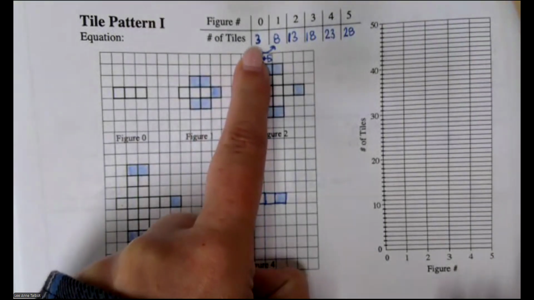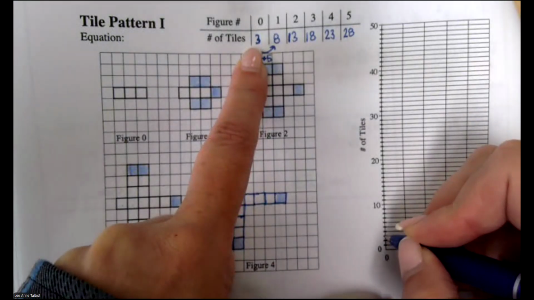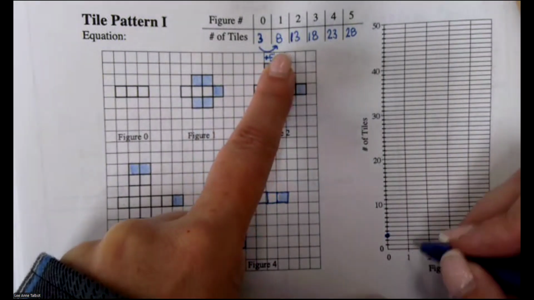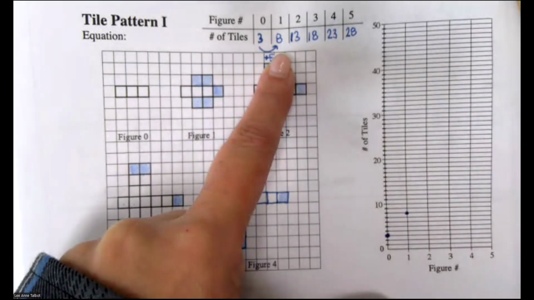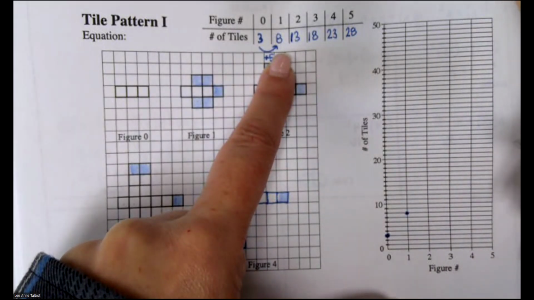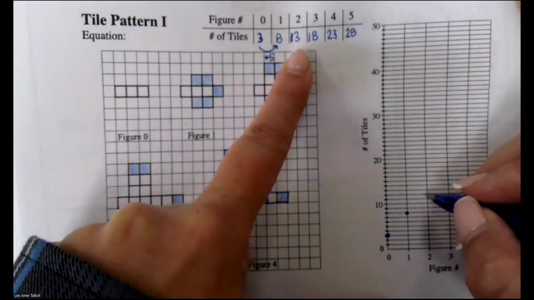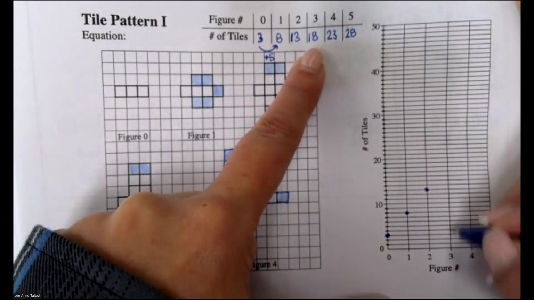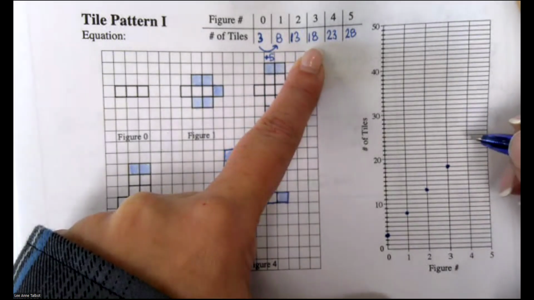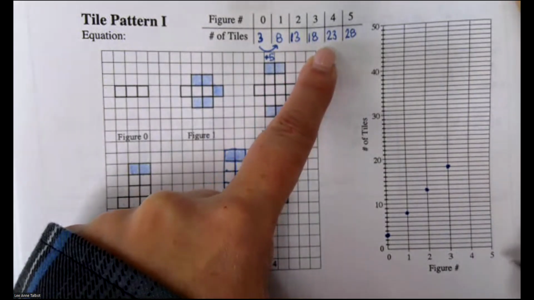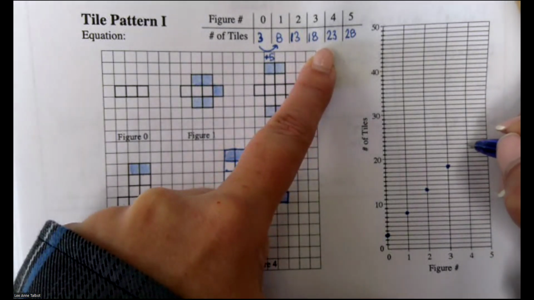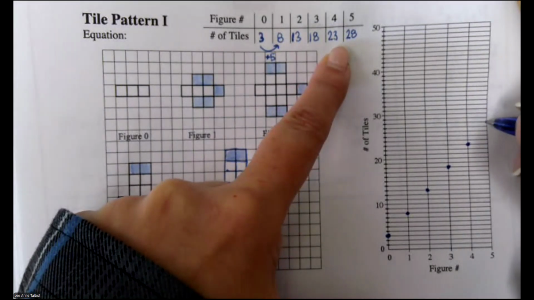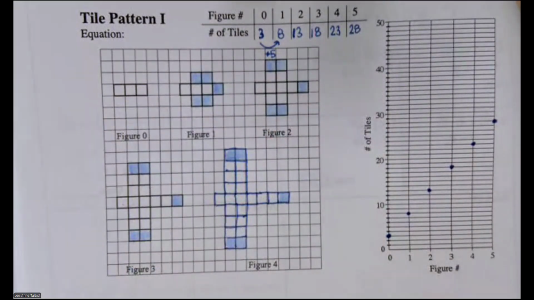So 0, 3, dot. 1, 8, dot, don't connect them. 2, 13. 3, 18. 4, 23. 5, 28.